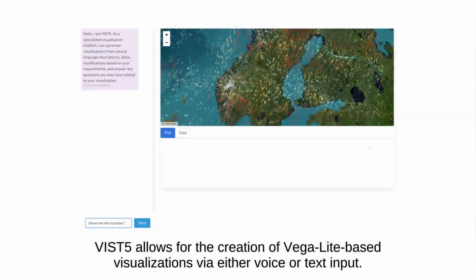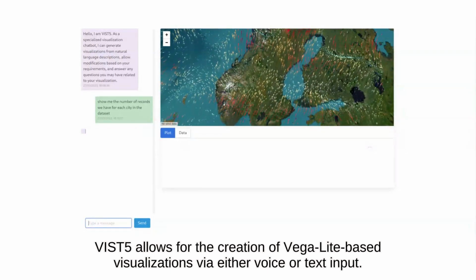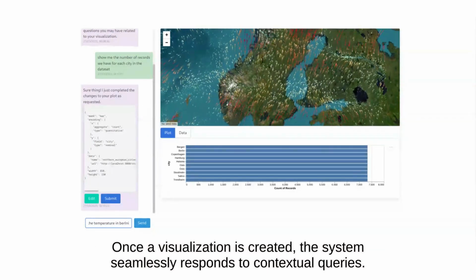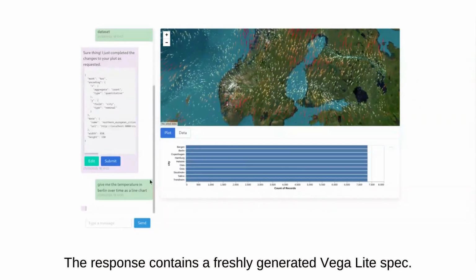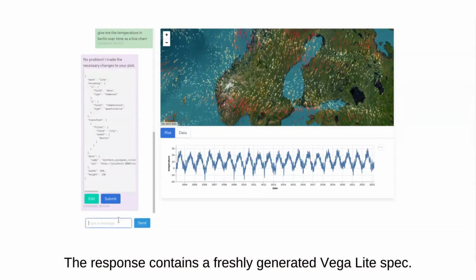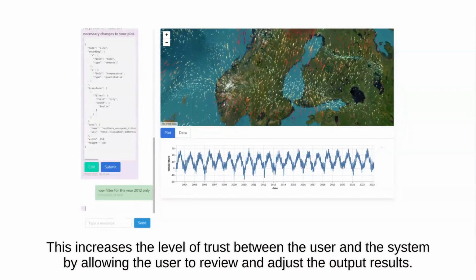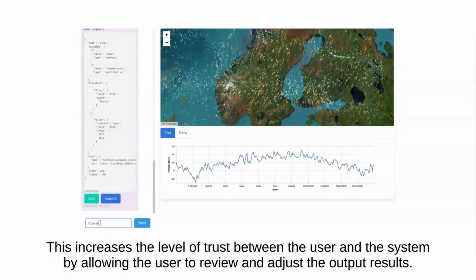VIST5 allows for the creation of Vega-Lite-based visualizations via either voice or text input. Once a visualization is created, the system seamlessly responds to contextual queries. The response contains a freshly generated Vega-Lite spec. This increases the level of trust between the user and the system by allowing the user to review and adjust the output results.